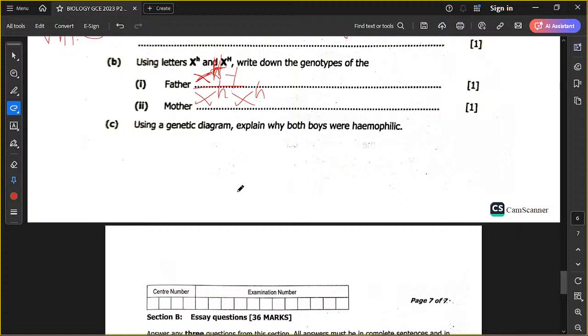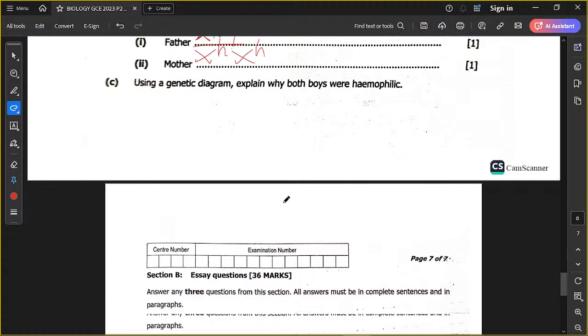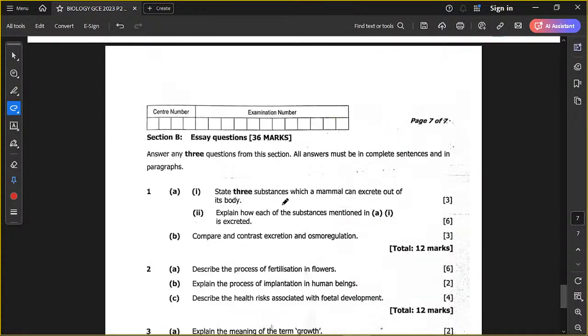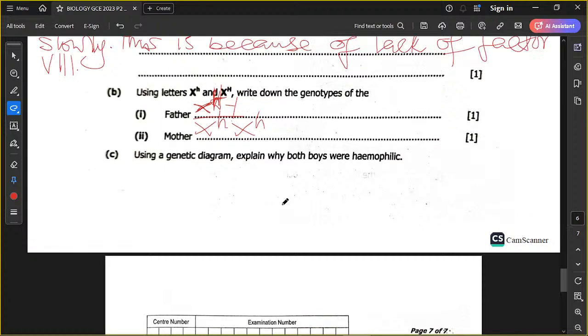Now we come to question C, which is: using a genetic diagram, explain why both boys were hemophilic. Here I really need space. I don't know how I'm going to do it. Is there any way I can find space? I'll try as much as possible to reduce my handwriting.